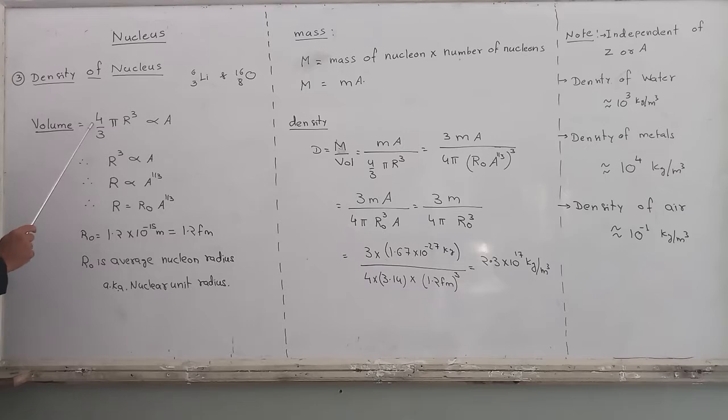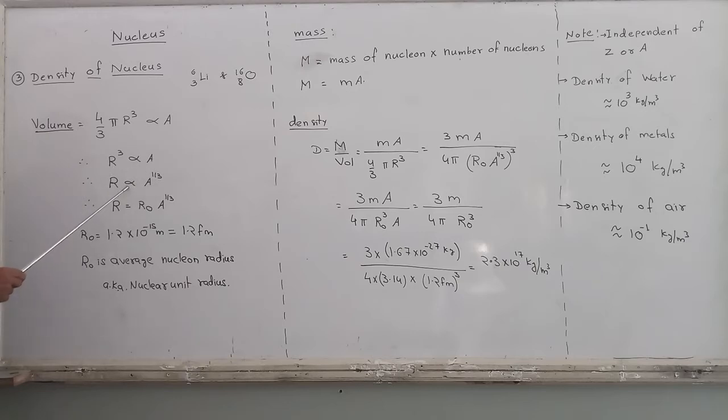Alright, now see here 4, 3 and pi are constants. So I can incorporate this value of constant in the constant which is already present over here in the proportionality sign. So from here what do I get? R cube is proportional to A, or R is proportional to A to the power 1 by 3. So this constant goes in here and R cube is proportional to A. Taking cube root of both the sides, R is proportional to cube root of A.